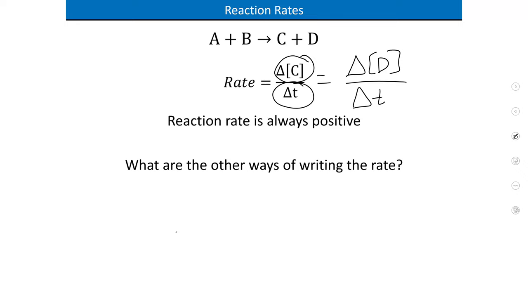If the rate is the rate of the product formation, how would we represent the rate in terms of A? Yeah, we just say that the rate is equal to the negative change in the concentration of A or B.